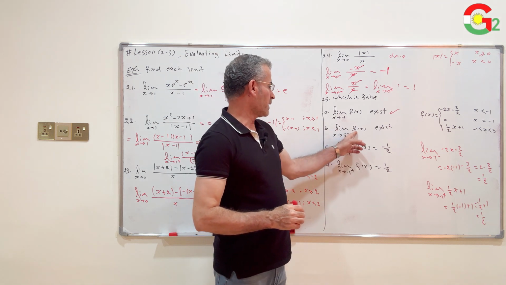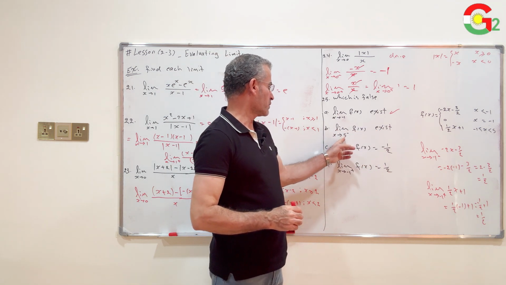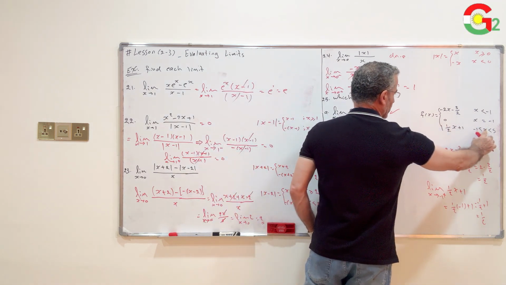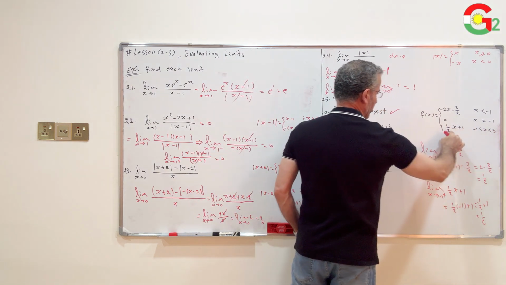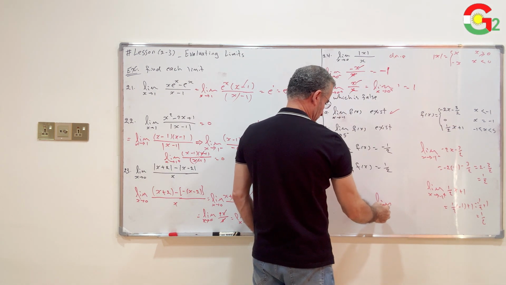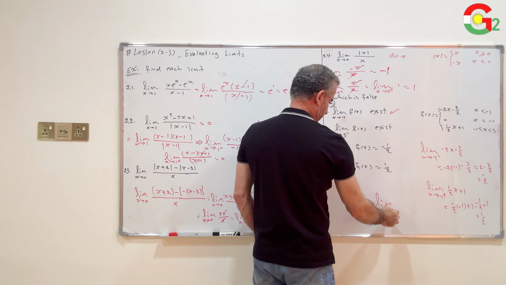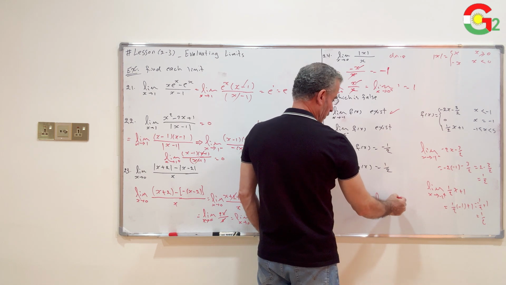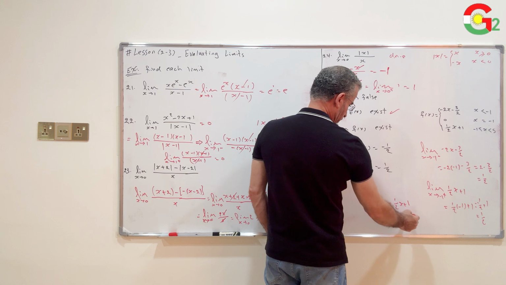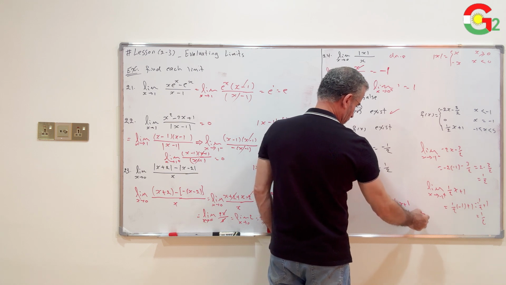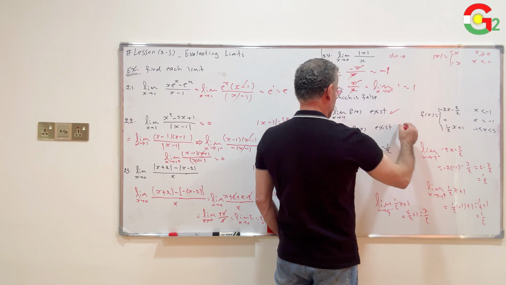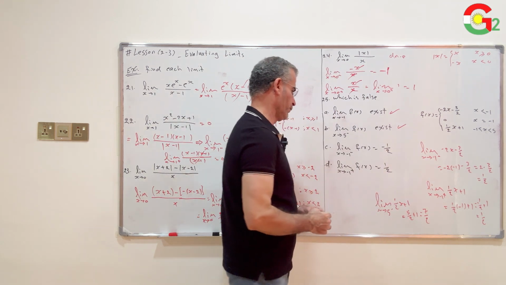Limit f of x exists when x approaches 5 from left. From left, it means x less than 5. Then I substitute 5 here in this segment. Limit x approaches 5 from left for 1/2 x plus 1 equals 5 over 2 plus 1 equals 7 over 2. It exists. It is true.